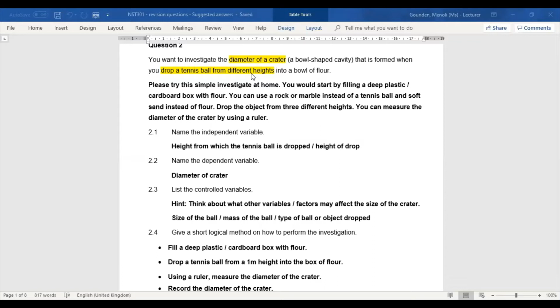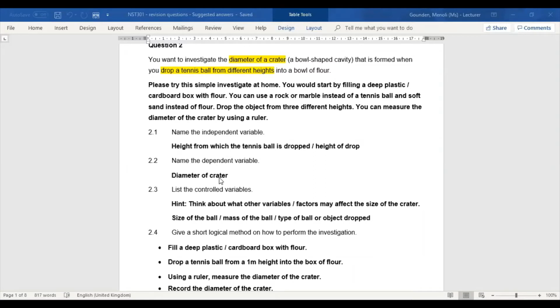If somebody else is carrying out the investigation, they may choose to start and drop the ball from a height of 2 meters and then bring it down to 1 meter, for example. So because the height from which the ball is dropped is the one that the investigator can change, this is obviously our independent variable. So if you look at the answer for 2.1, the independent variable is the height from which the ball is dropped. And based on this independent variable, you're going to get a change to the dependent variable, namely a change in the diameter of the crater.